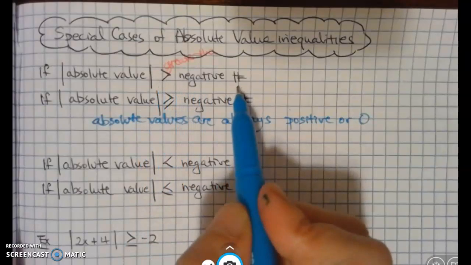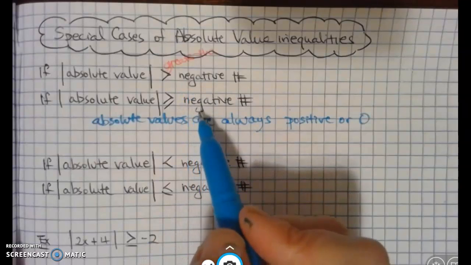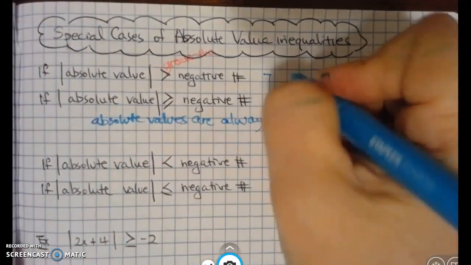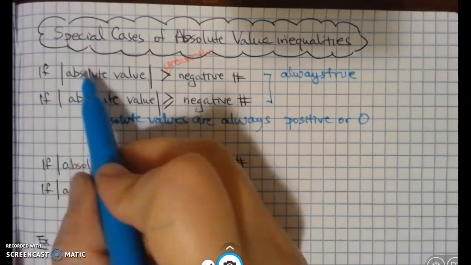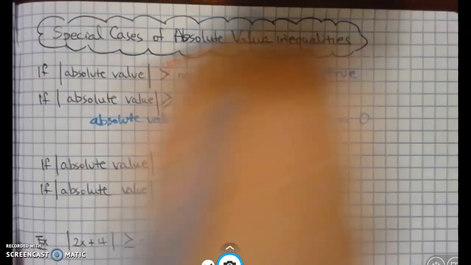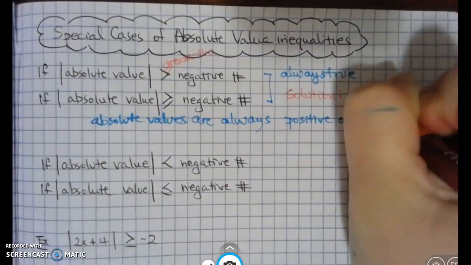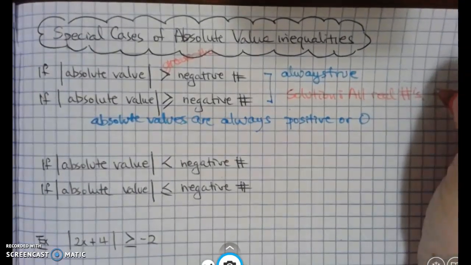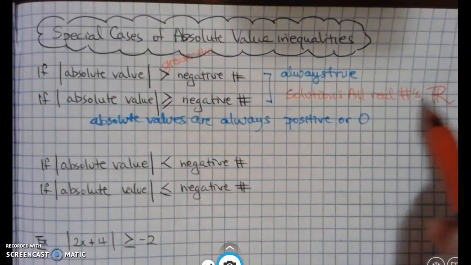So absolute value is always going to yield positive or 0 as its output. Is it always going to be bigger than a negative number? Is a positive number always going to be bigger than a negative number? Yeah, that is always going to be true. It does not really matter what the value is here. So it's always going to be true, regardless of what the value of x is. So we say the solution is all real numbers. Or we can write this fancy R to denote all real numbers.